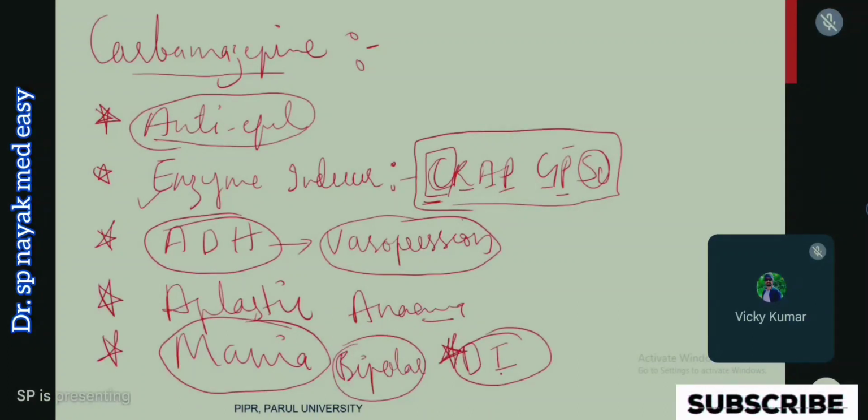Diabetes insipidus is the condition where the patient will have excessive urination due to deficiency of vasopressin. Diabetes insipidus occurs in vasopressin deficiency. And as I told, carbamazepine will cause release of antidiuretic hormone vasopressin. That's why it can be used in diabetes insipidus. So remember these 5 points about carbamazepine. Now let us discuss carbamazepine in detail. I will tell you one by one.